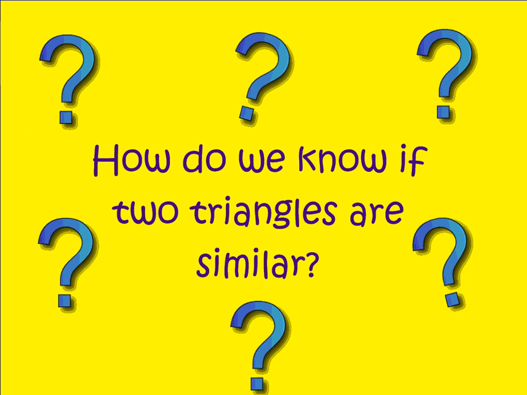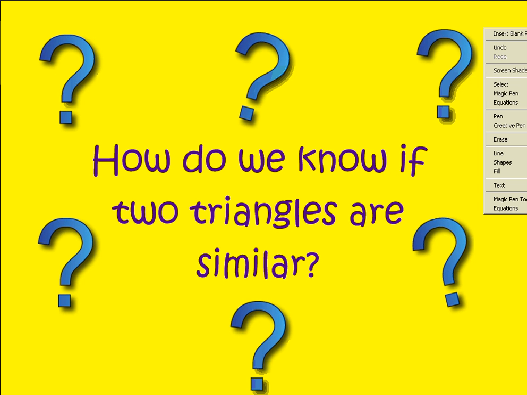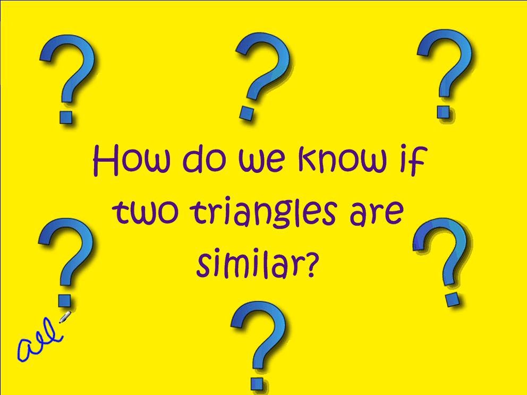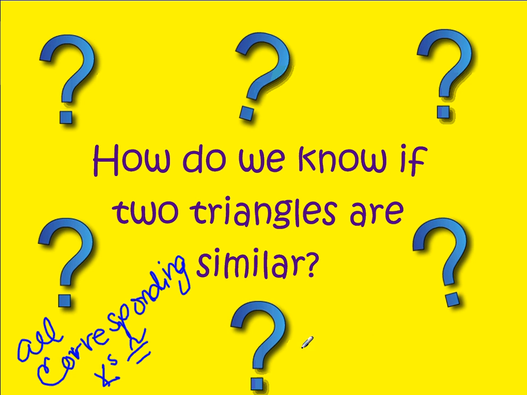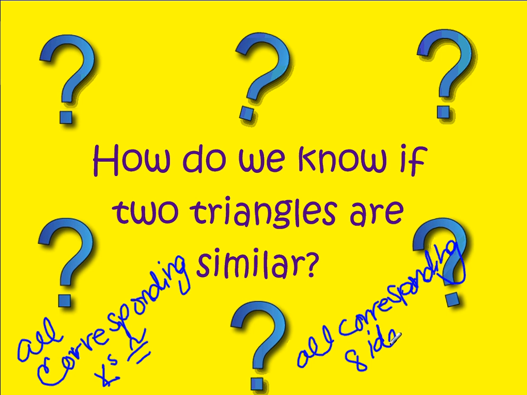Last lesson, we talked about similar polygons, and we should really review what it means for triangles to be similar. Just like any other polygon, we needed to see that all corresponding angles are congruent, and that all corresponding sides are proportional. If this happened, then we can say that the polygons are similar.